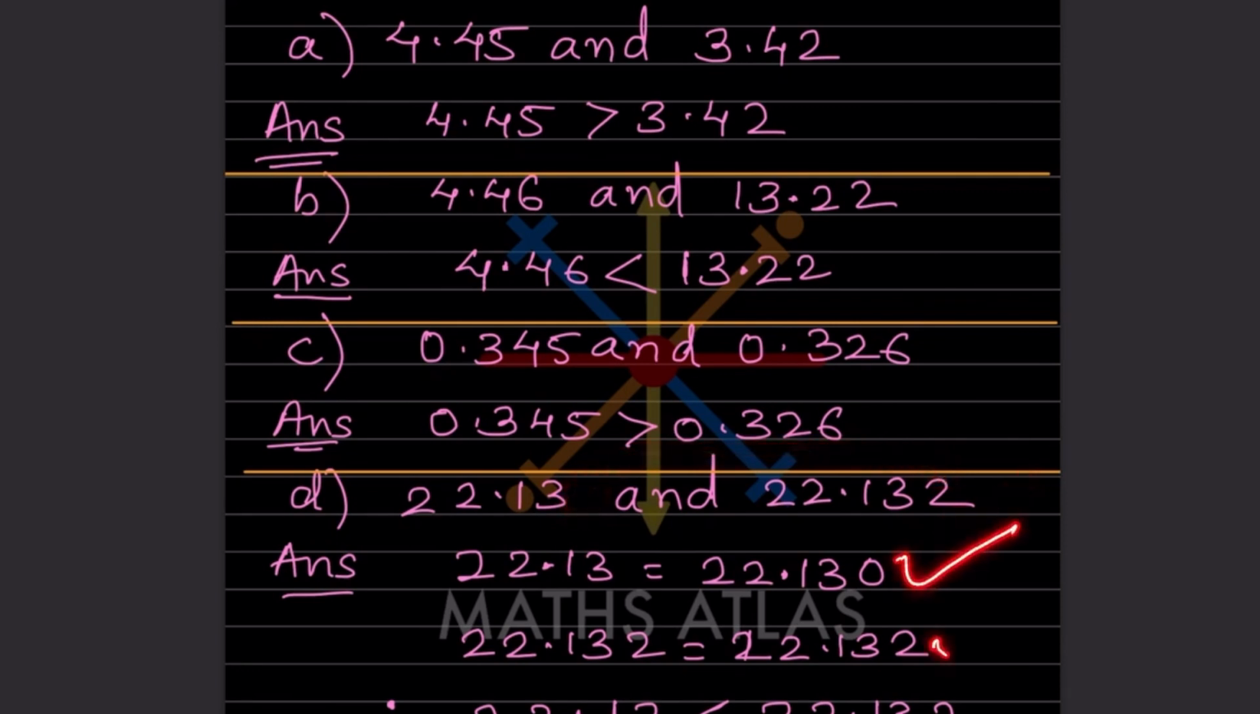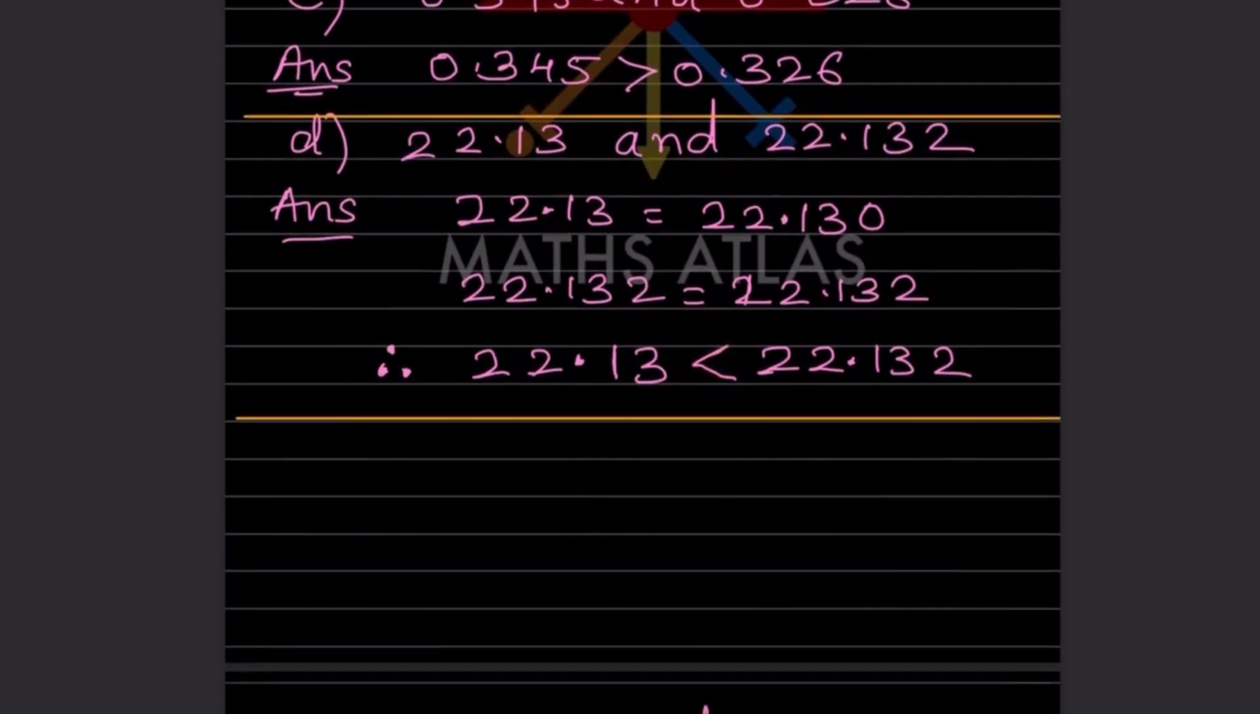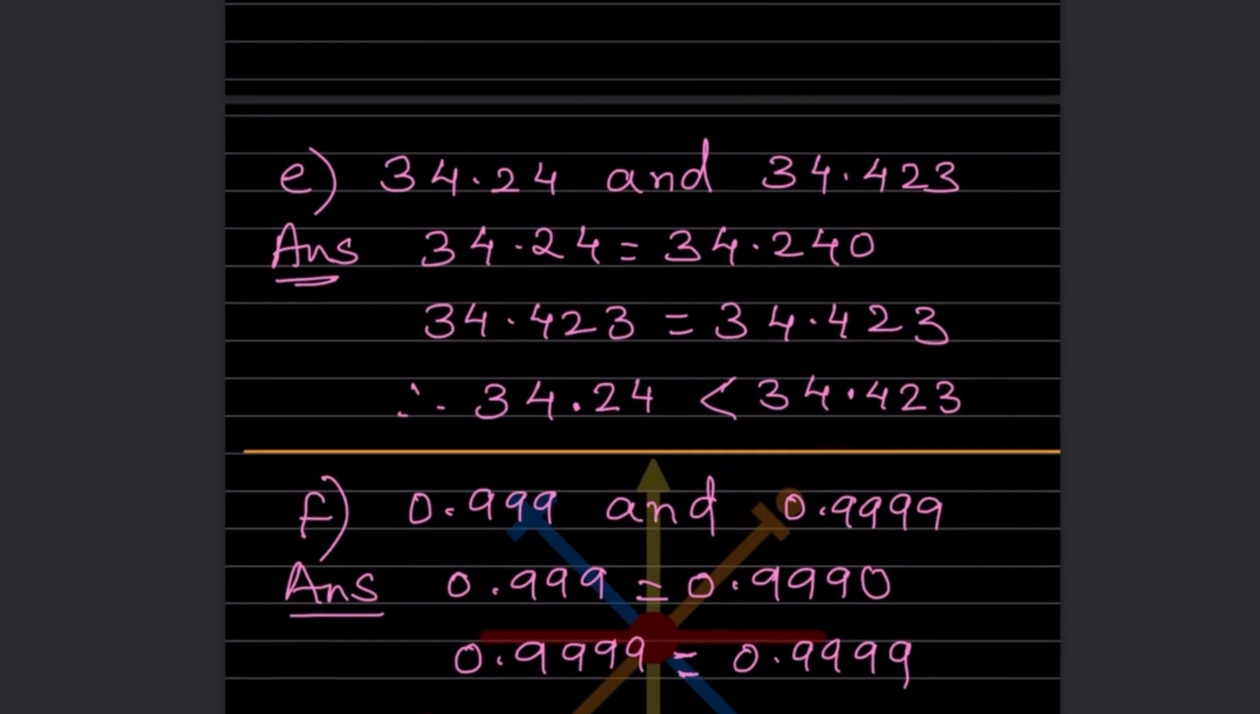See, I have done the simplified way because I am putting here 1 0. So when you are comparing this and this, definitely this is going to be bigger. So you are going to open the mouth over here. Next one, 34.24 and 34.423.